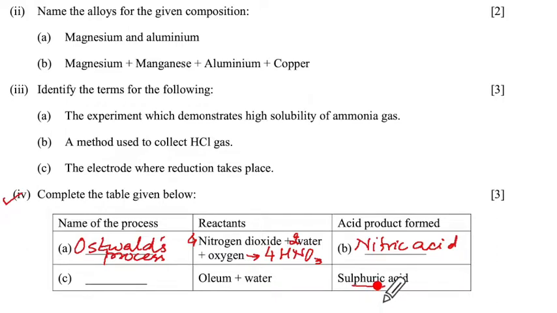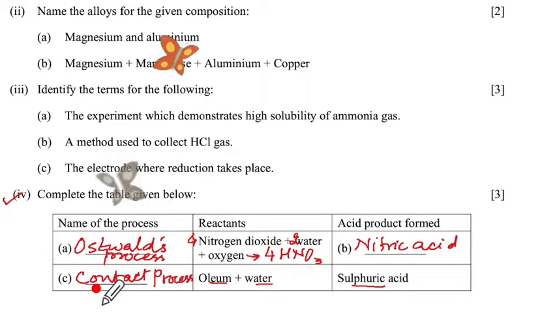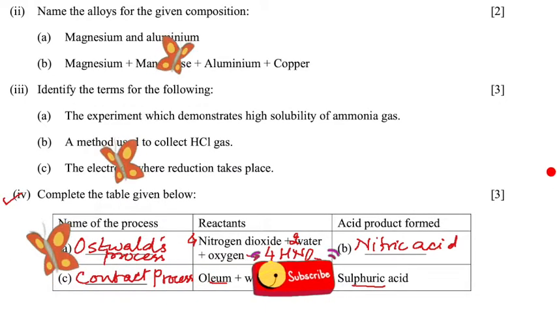Here we have sulfuric acid, oleum plus water. So the name is going to be contact process. And that finishes our question 4.